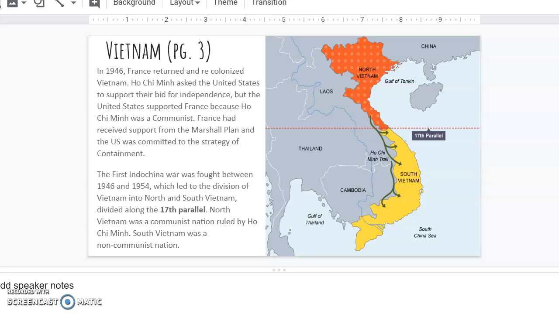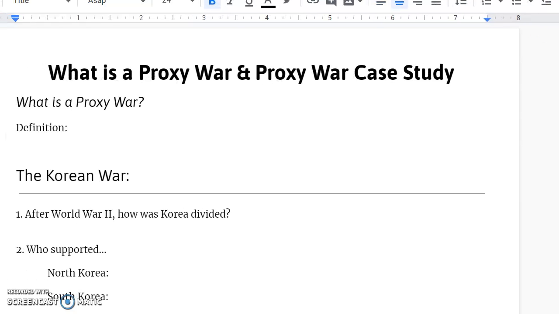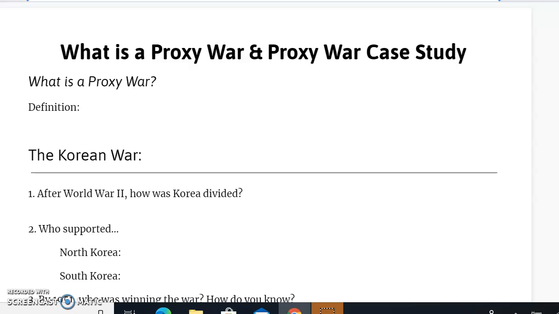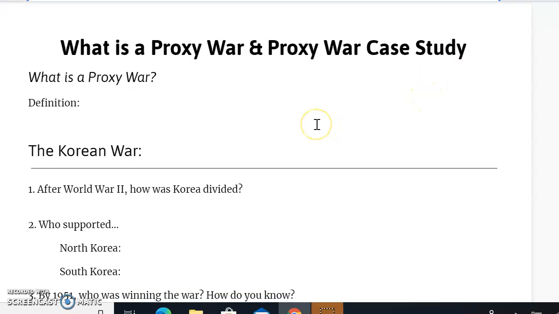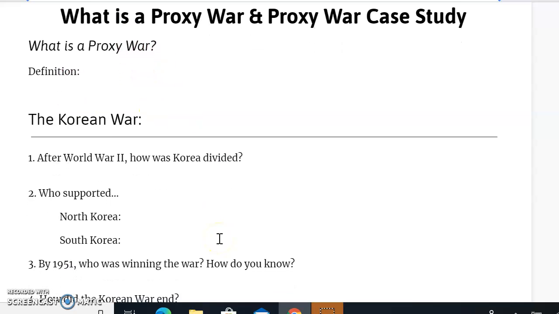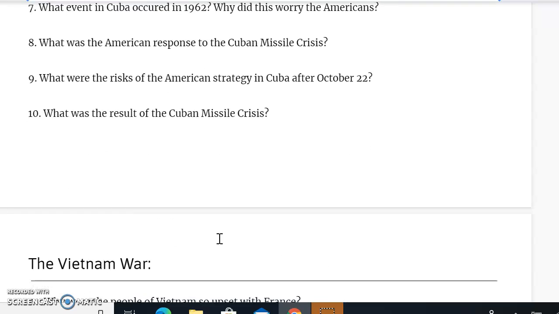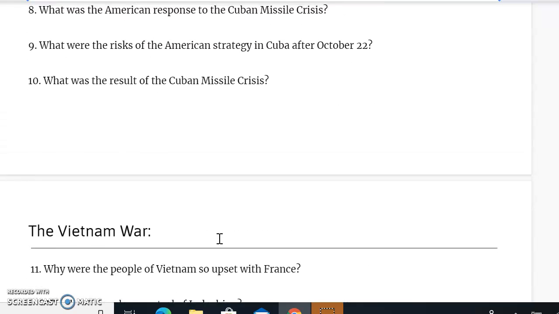Those paragraphs are going to help you answer the questions on the Google document that's also attached in Google Classroom that is labeled "What is a proxy war?" and "Proxy War Case Study." Here you're going to answer all the questions. You will find all of the answers to the questions in the Google slides that I just showed you, from the proxy war definition through all the information about the Korean War, the Cuban Missile Crisis, and the Vietnam War.